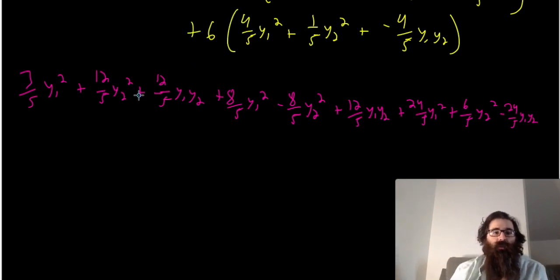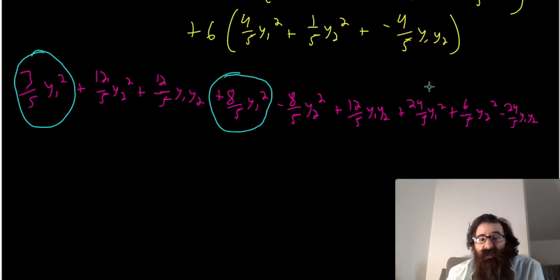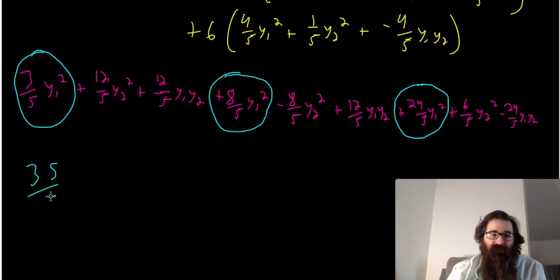What do I have on y1 squared? 3 fifths y1 squared plus 8 fifths y1 squared plus 24 fifths y1 squared. I think that's it. Let's go ahead and add them together. So we'll say, okay, 24 and 8, that's going to give me 32. 32 plus 3 is going to give me 35 fifths y1 squared. Yes.